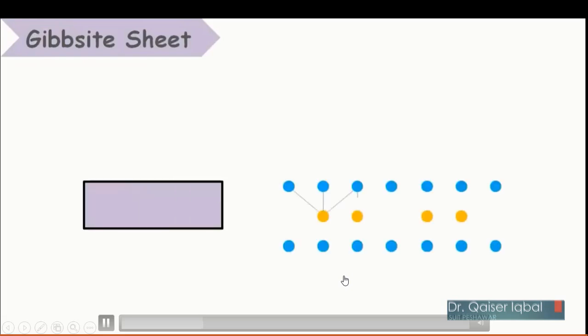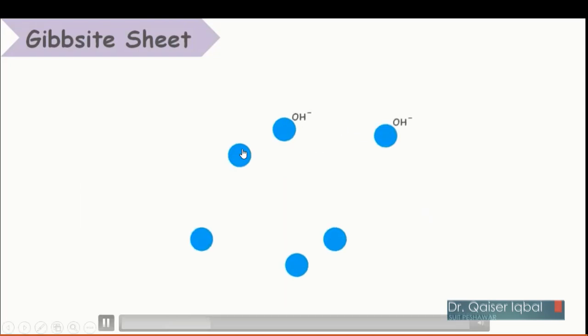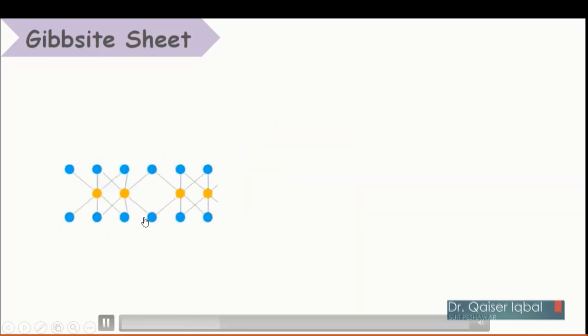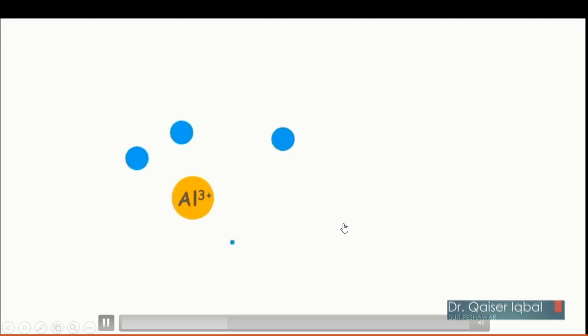Now coming to gibbsite sheet, okay. In gibbsite sheet you have got octahedral sheet. It's an octahedral shape which you can see over here. 1, 2, 3, 4, 5, 6. 6 hydroxyl atoms on the sides. So that's why octa. And then there is aluminum atom in the middle, which is basically with positive charge. So if you combine several molecules together, that will basically form the gibbsite sheet.